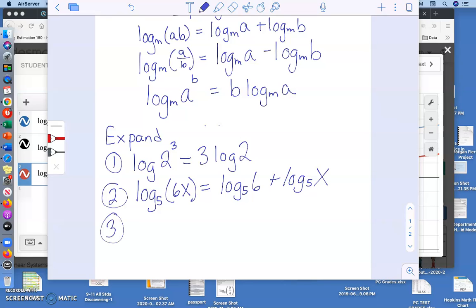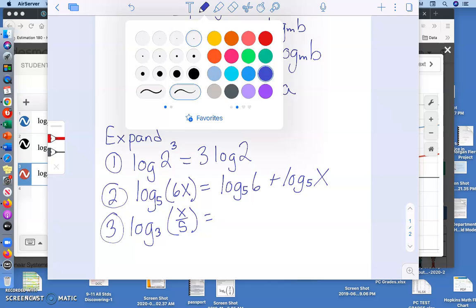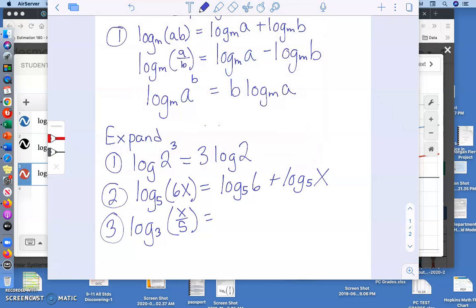And then if we had a division one, if I said log base 3 of x divided by 5, well, division, according to that second rule, and maybe I'll number these so you know what I'm talking about here, 1, 2, and 3. So number 2 we have a division, and that goes to subtraction. So log base 3 of x minus log base 3 of 5.